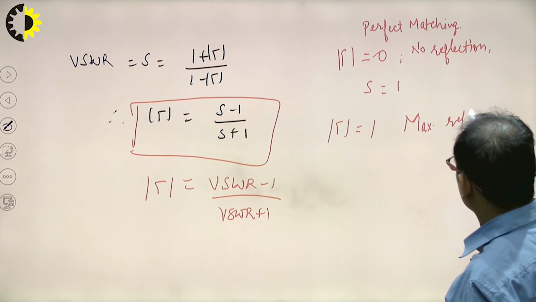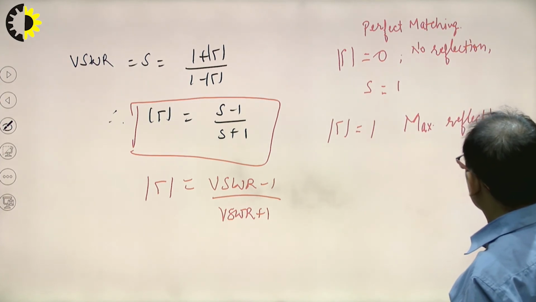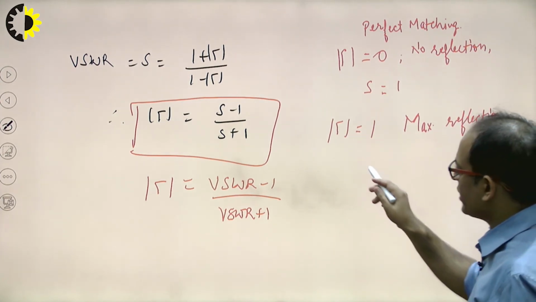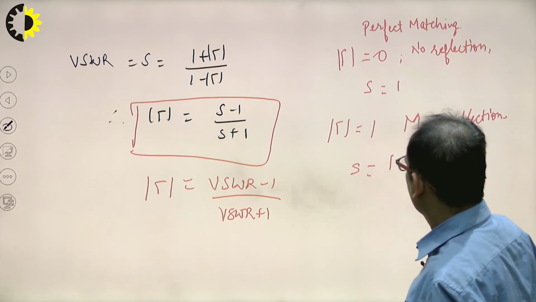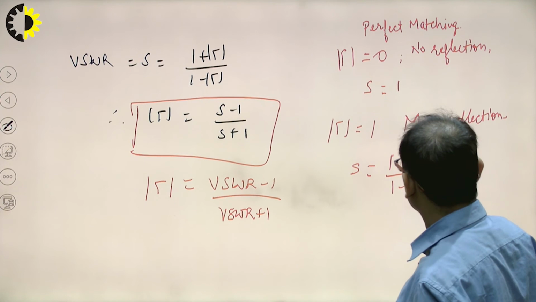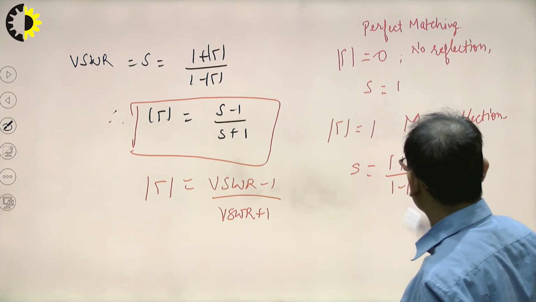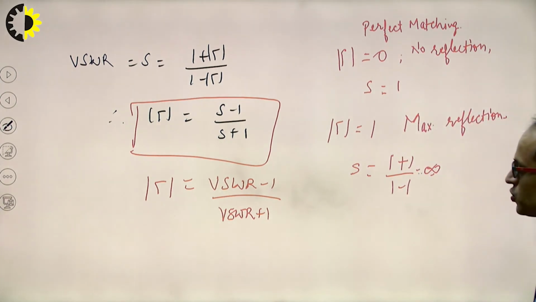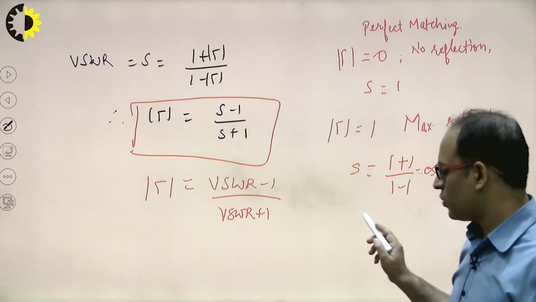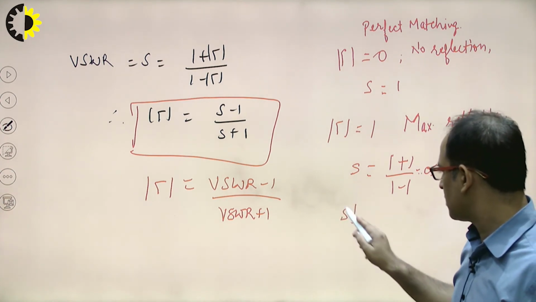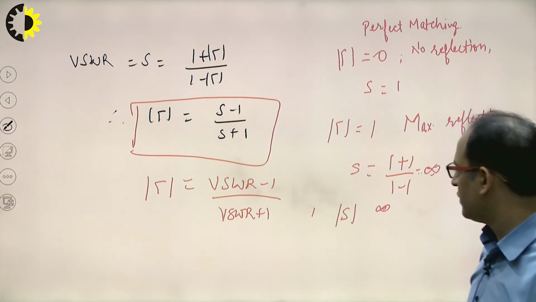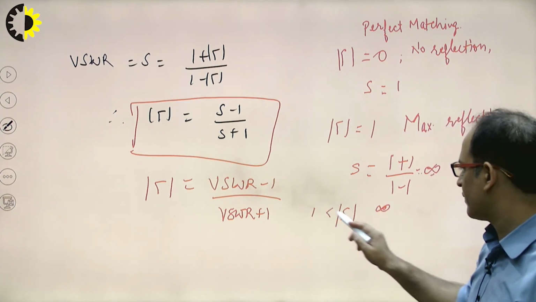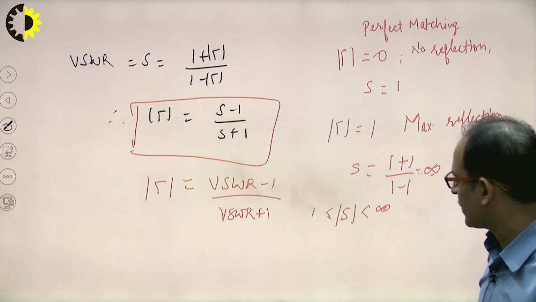Now when there is maximum reflection, the reflection coefficient will be equal to 1. At that time S will be equal to what? 1 plus 1 upon 1 minus 1, that approaches infinity. So you can say that the VSWR varies from 1 to infinity. Clear?